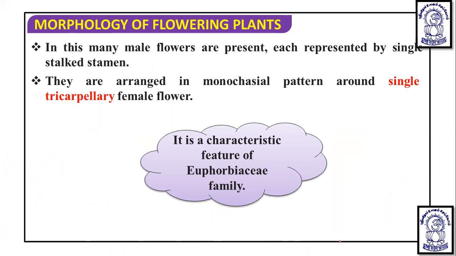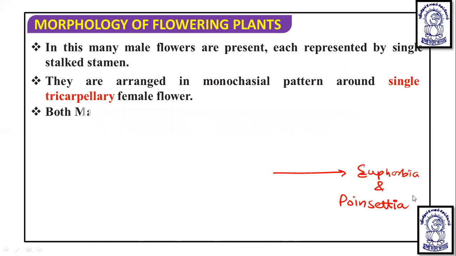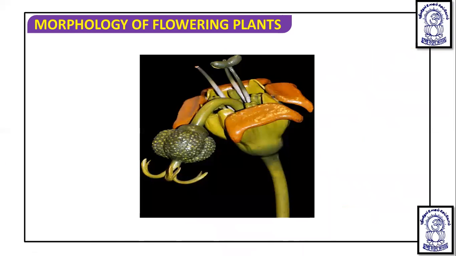So if they are present in the Euphorbiaceae family, the examples are going to be Euphorbia and poinsettia. Now apart from this, you can see this is the actual thing of this. These are the nectaries actually, or nectariferous glands.